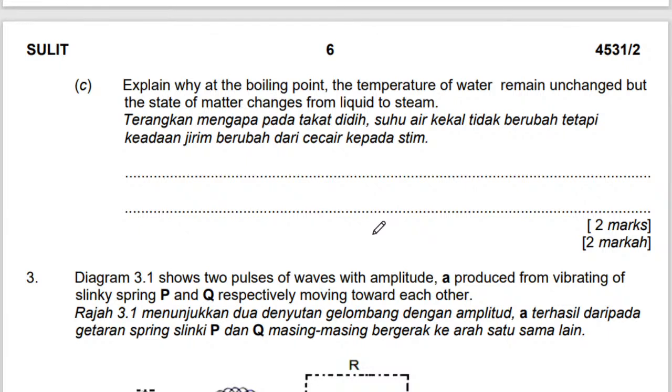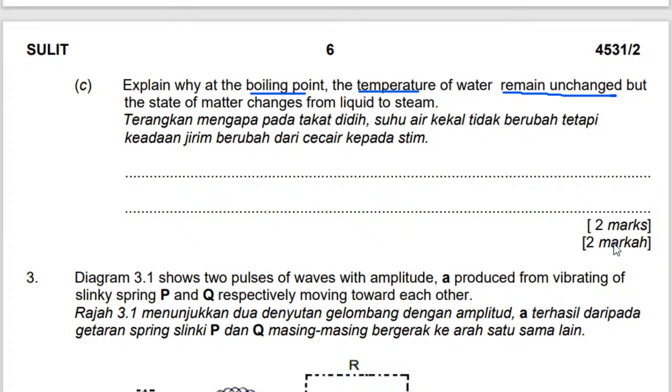Okay, next question. Explain why at the boiling point the temperature of water remains unchanged but the state of matter changes from liquid to steam. 2 marks. Give reason. Why at the boiling point the temperature of water remains unchanged, but the state of matter changes from liquid to steam. Two marks, so it means 2 points.